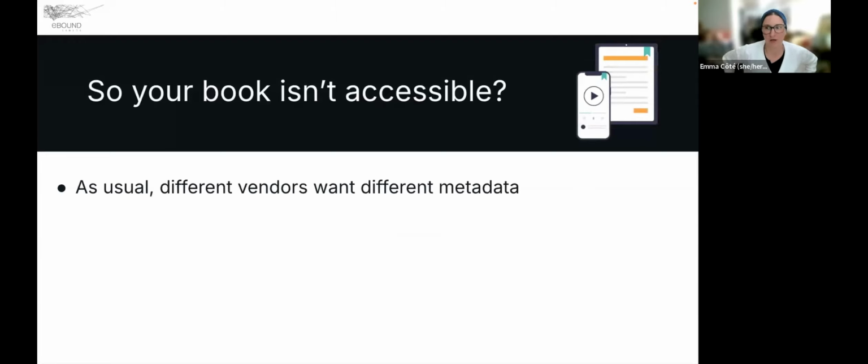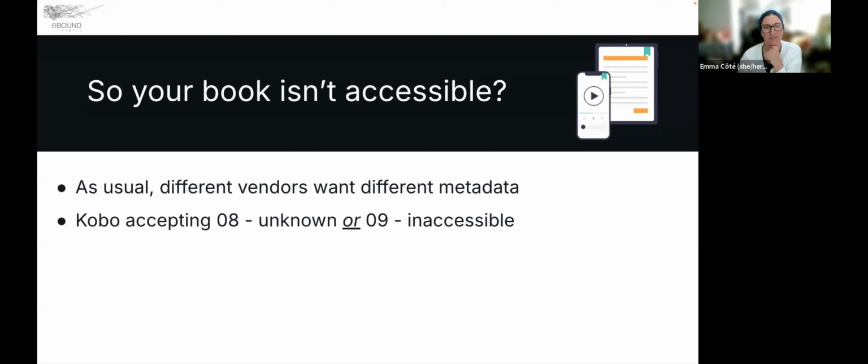Okay, so switching gears a little bit, but what if you know your book isn't accessible and you don't have a way of making it accessible just yet? So perhaps a very old title that you just don't have the funds or the resources or the time to make accessible. Previously we had reported that Kobo was accepting code 08, which stands for unknown accessibility, or code 09, inaccessible.